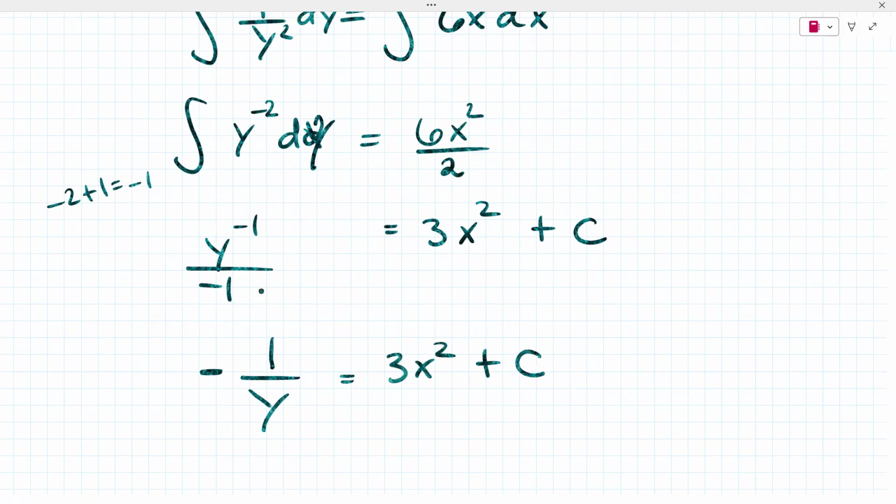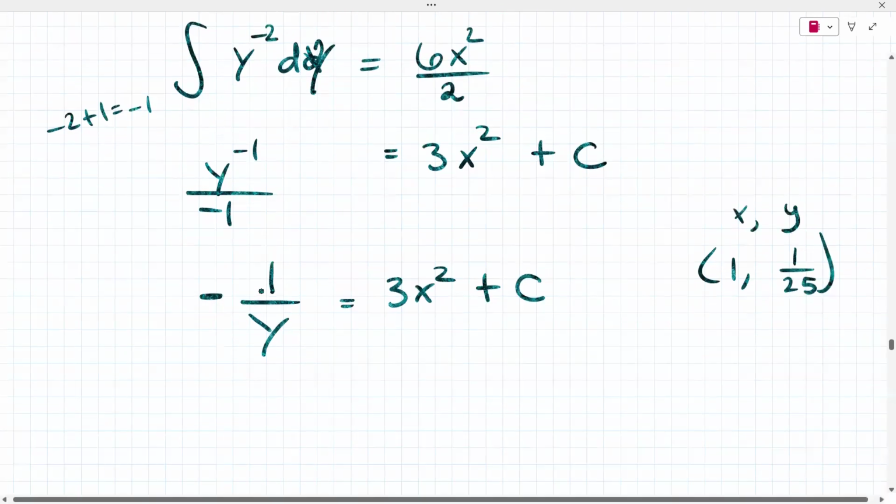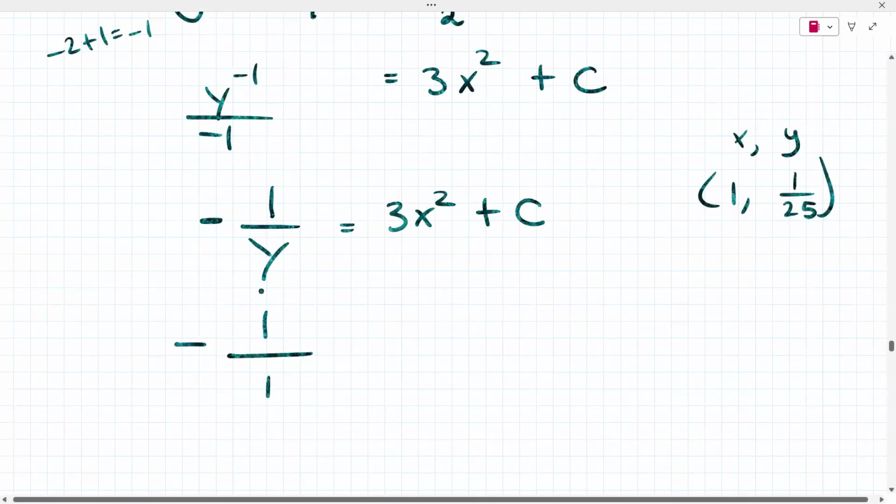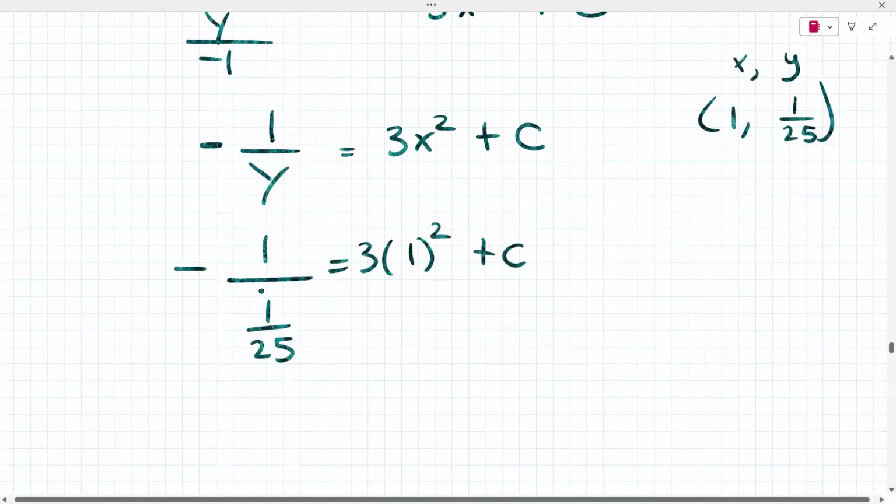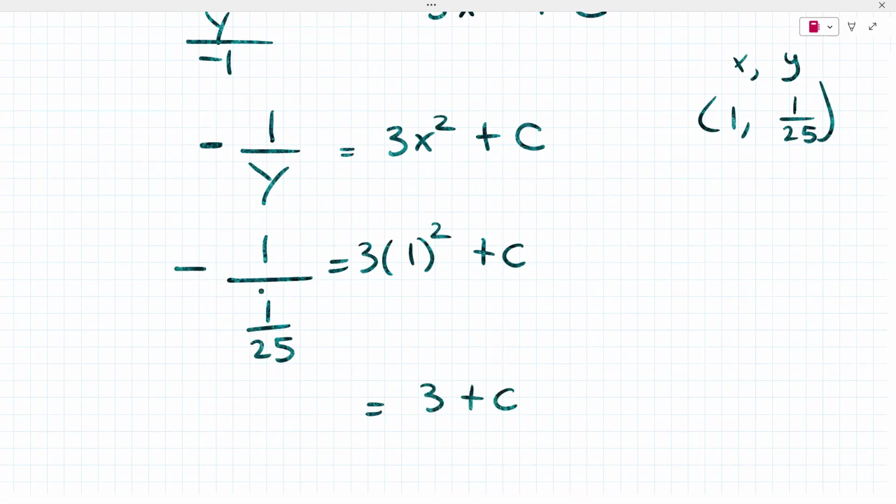Okay, now we have to plug in our initial condition because we've got to find the c value, right? Our initial condition is an x coordinate of 1 and a y coordinate of 1 over 25. It's negative 1 over, and then replace y with 1 over 25. And then x is 1 squared plus c. So on the right, 1 squared is 1 times 3, that's 3 plus c. And then what's negative 1 over 25? I'm not sure.